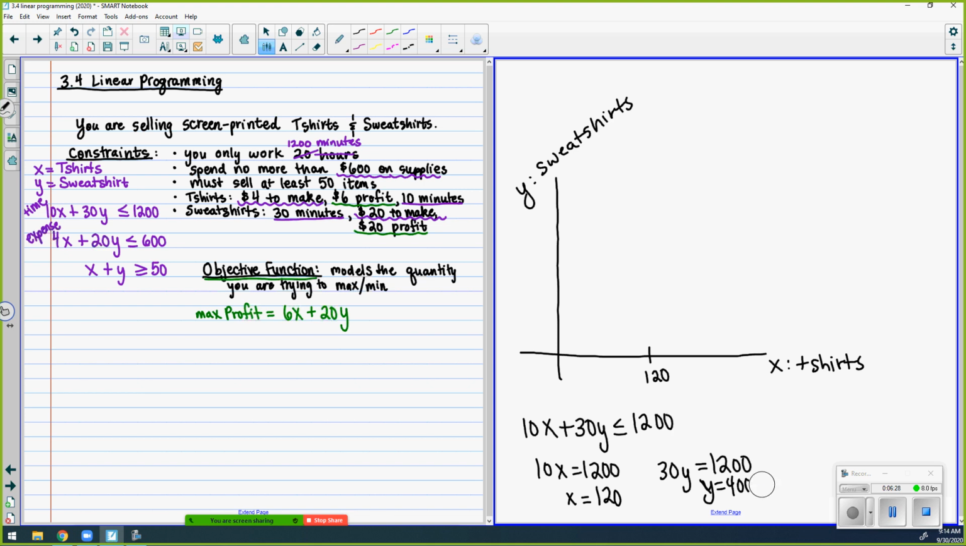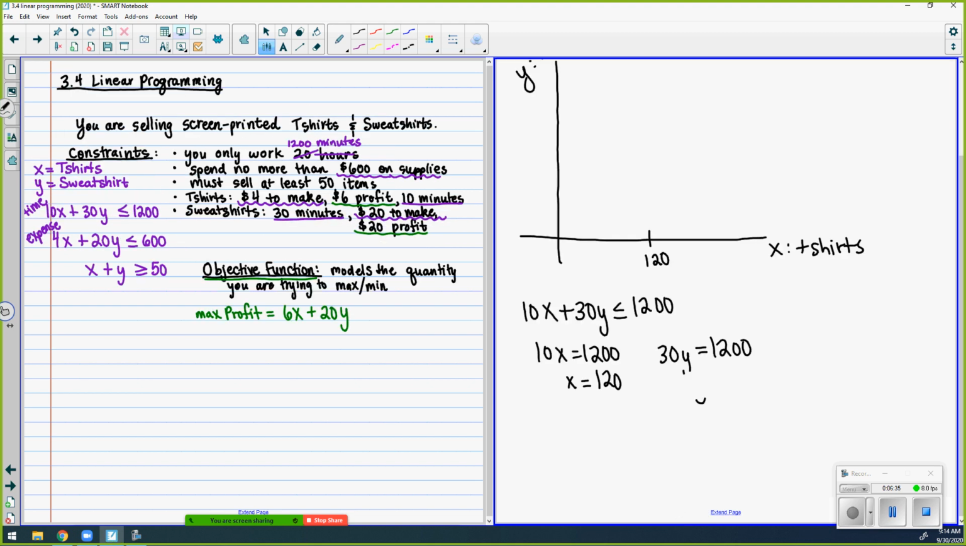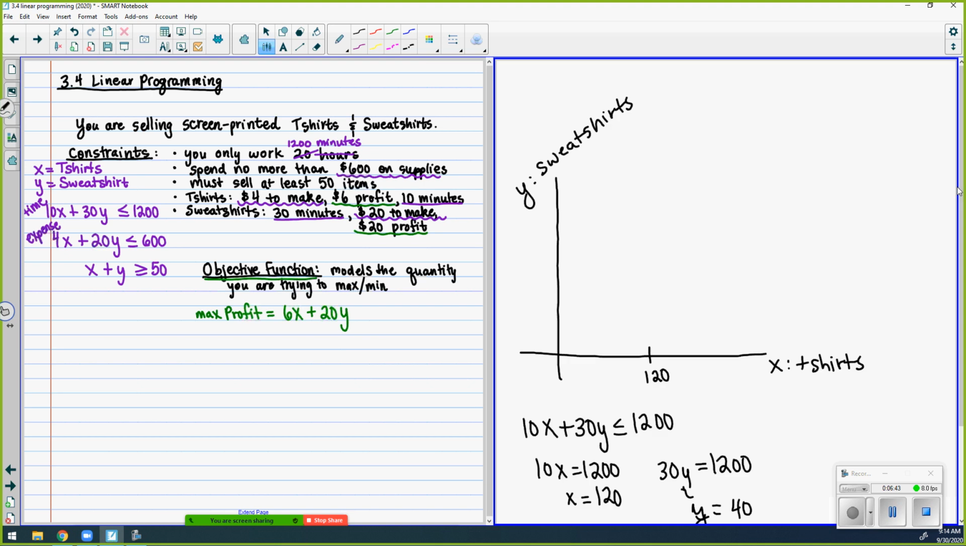Let's see, 40. I have one too many zeros. Let me erase that. Okay, so y is equal to 40. 30 times 40 would be 1200. Go ahead and plot that point. 40, I'll put that right about here. Okay, point to point, connect the dots. Keep in mind that I need to stay underneath that.